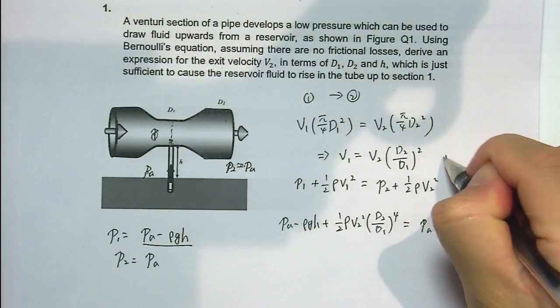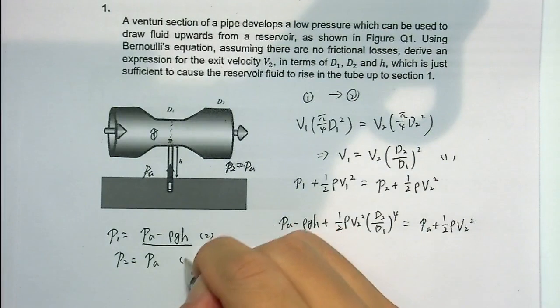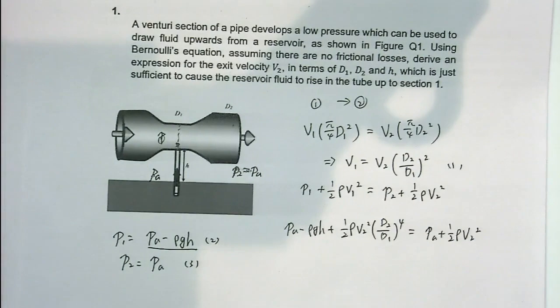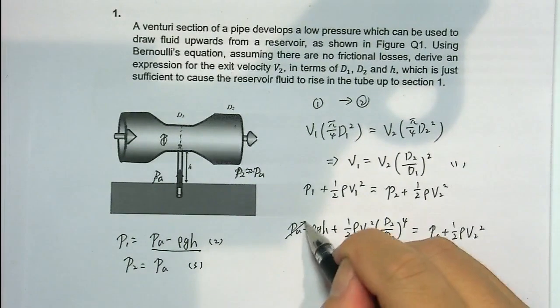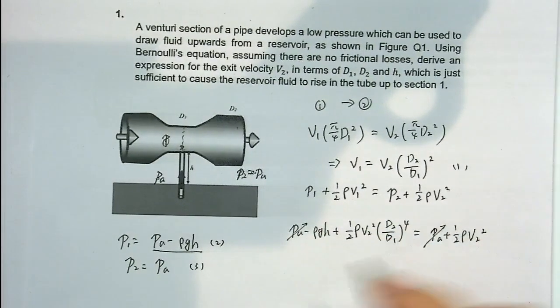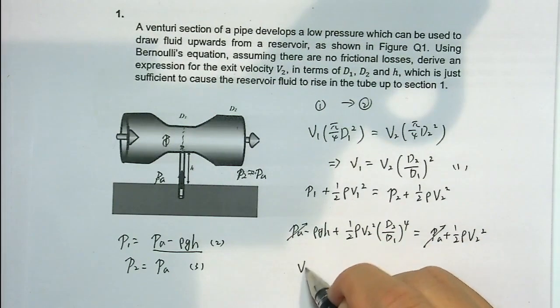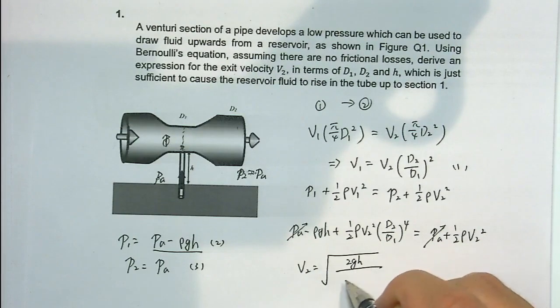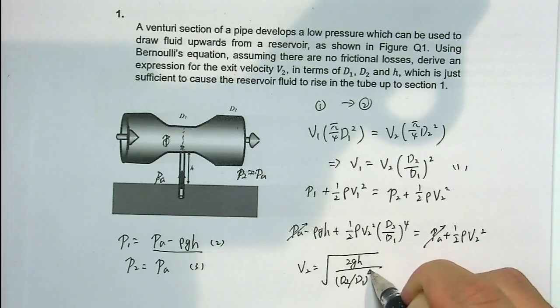We put in equations 1, 2, 3, the Bernoulli equation, and we get the terms, and also all the rho cancels. So we can get V2 is the square root of 2 g h over (D2 over D1) to the power 4 minus 1.